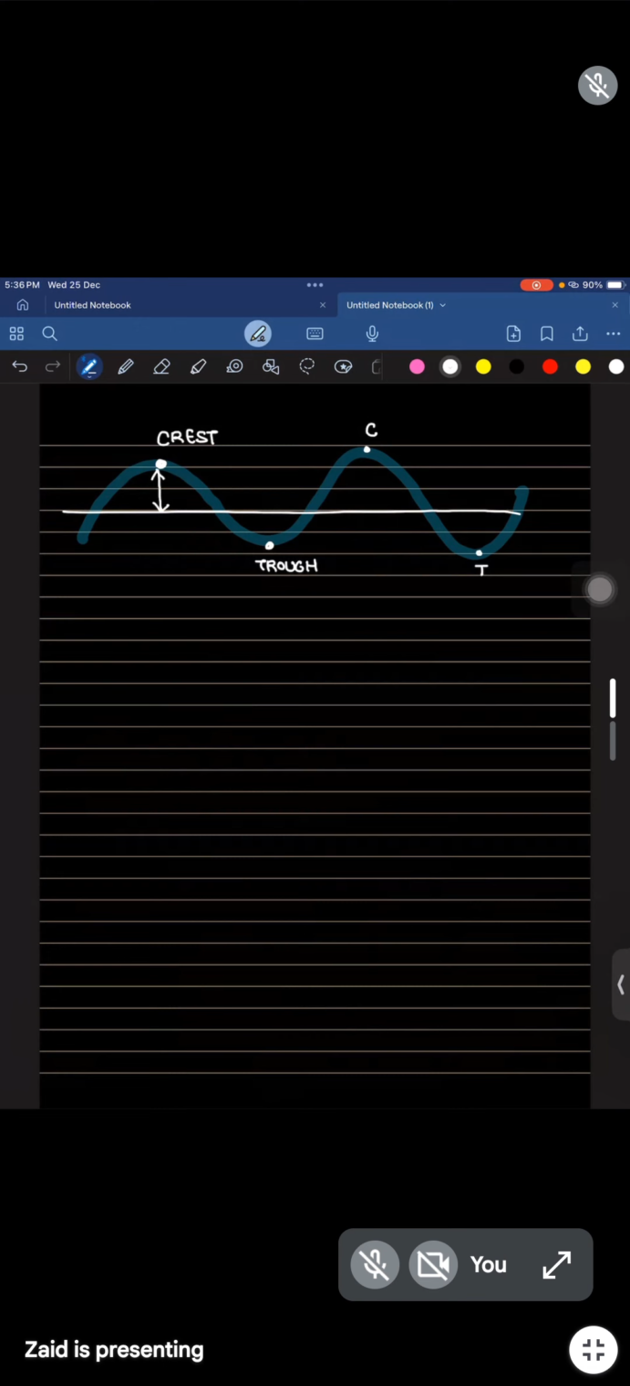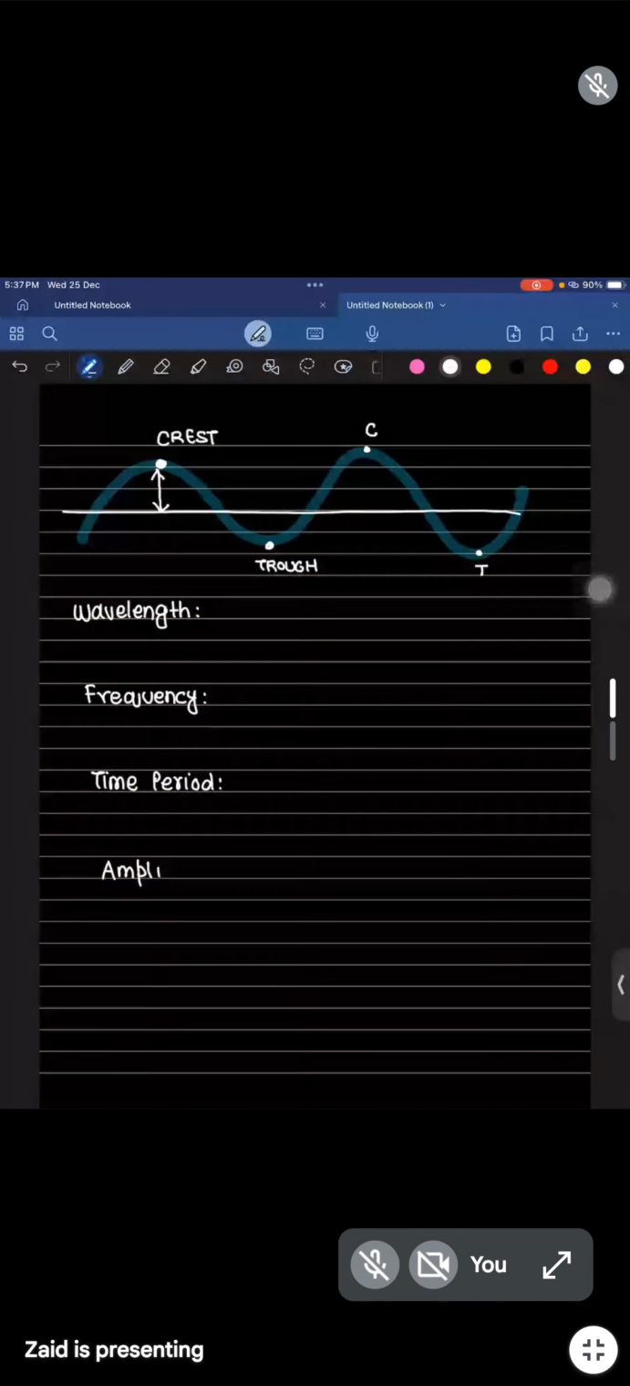Okay. Now we have a few definitions to be memorized. Wavelength. And then we have frequency. And then we have time period. And then we have amplitude. Wavelength is basically the distance between two consecutive crests or troughs. Okay.